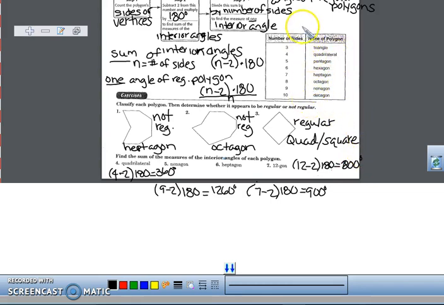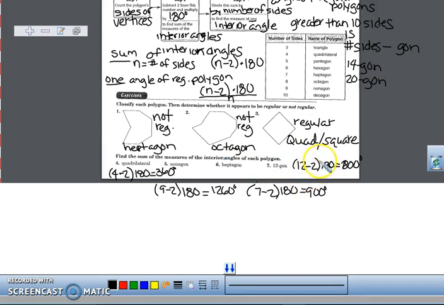Can we squeeze that in here? Greater than 10 sides is number of sides dash gon. Just put that on your paper somewhere. So if it had 14, it'd be 14-gon. If it was a 20, it would be 20-gon, and you would still do this the exact same way.